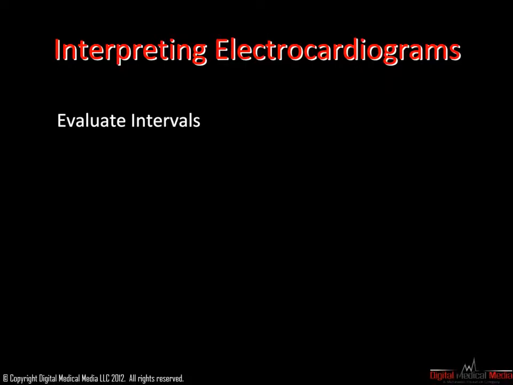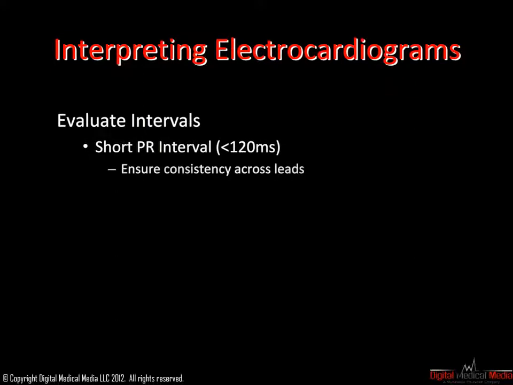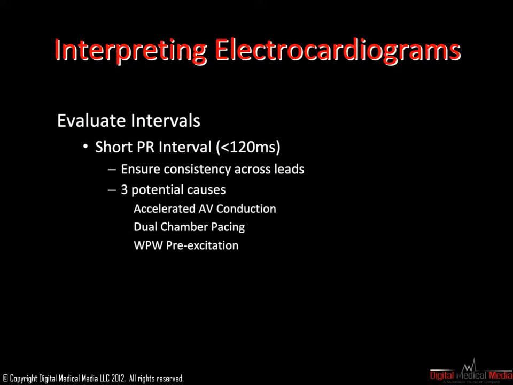Now that you have an understanding of a normal PR interval, let's talk about some of the abnormalities that we might find in the duration. The first is when the PR interval is too short, in other words, less than 120 milliseconds, or less than 3 small boxes in length. It is important to make sure that the PR interval you are evaluating is consistent across all of the complexes. If, as you look across the 12-lead, each PR interval is shorter than 120 milliseconds, then there are only 3 potential explanations for this phenomenon.